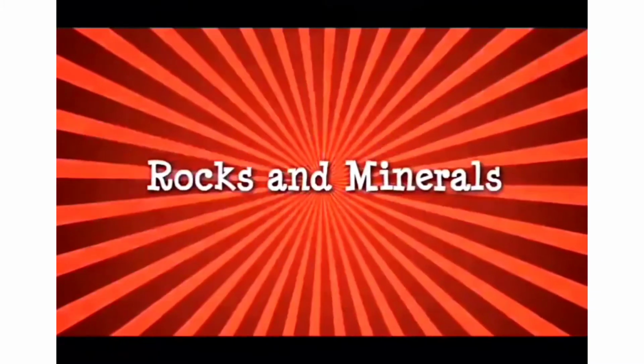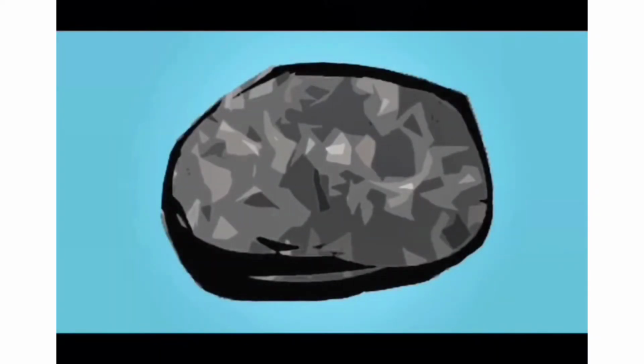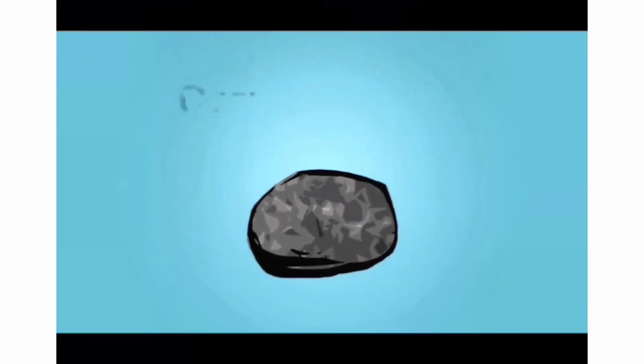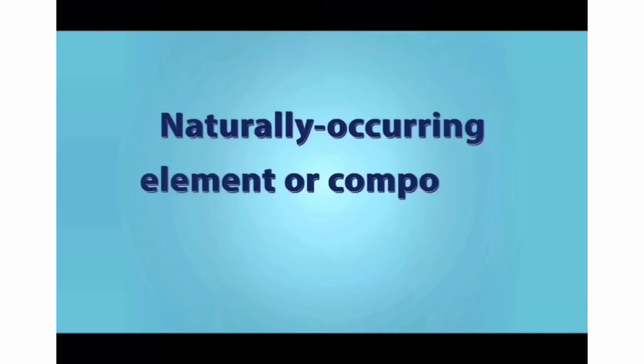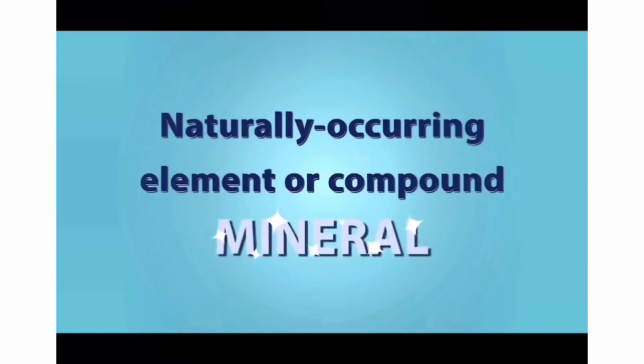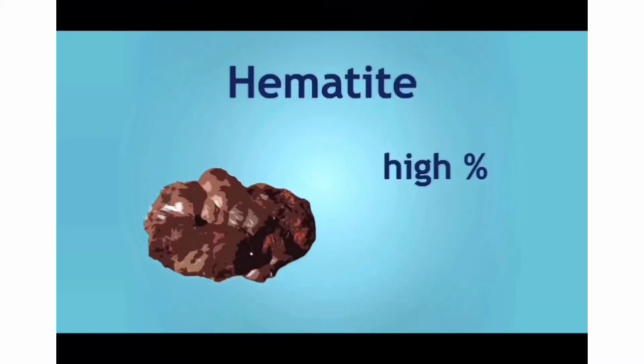Rocks and minerals. As you may already know, the Earth's crust is made up of rocks. If you look closely at a rock, you see that there are many different bits. These bits are shiny. The main idea is that all these components occur naturally. In other words, they are not made in a factory or by human beings. A naturally occurring element or compound is known as a mineral, or a rock is simply a rock containing a high percentage of a certain mineral. For example, hematite contains a high percentage of iron.